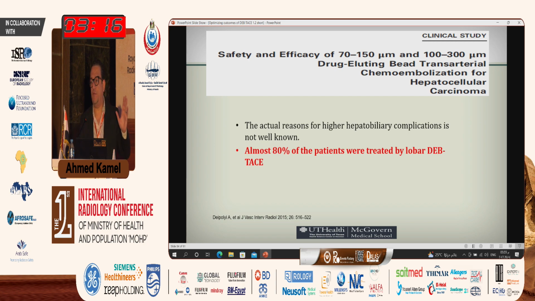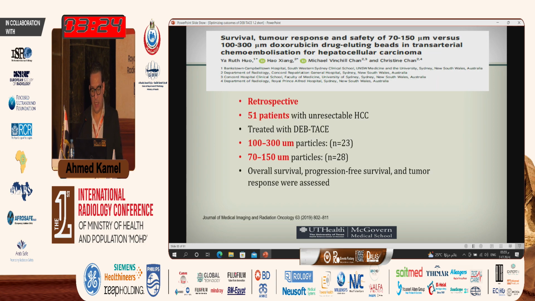We always try to go very selective. We don't just go into the right hepatic artery and spray the beads everywhere. We usually go selective into the artery that is supplying the tumor. So to back this up, another study was done, which is a retrospective study done, I think, in Italy, comparing, again, small size with large size.